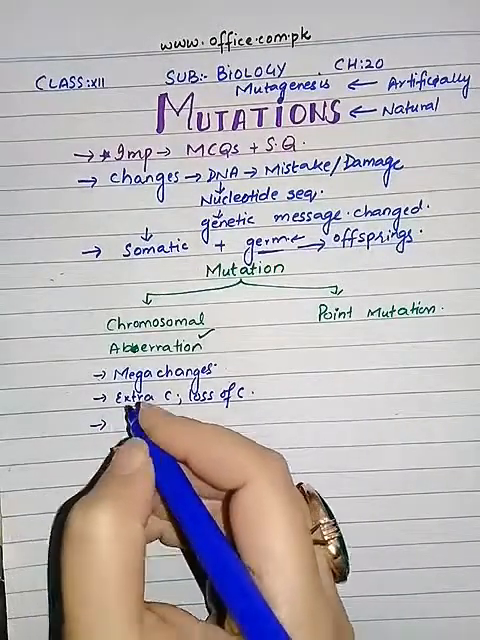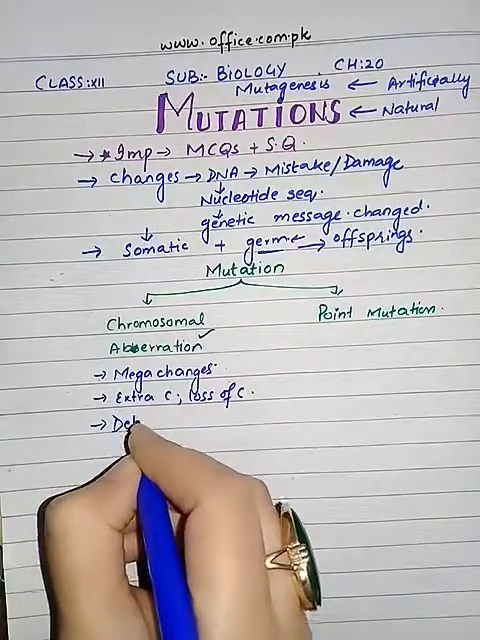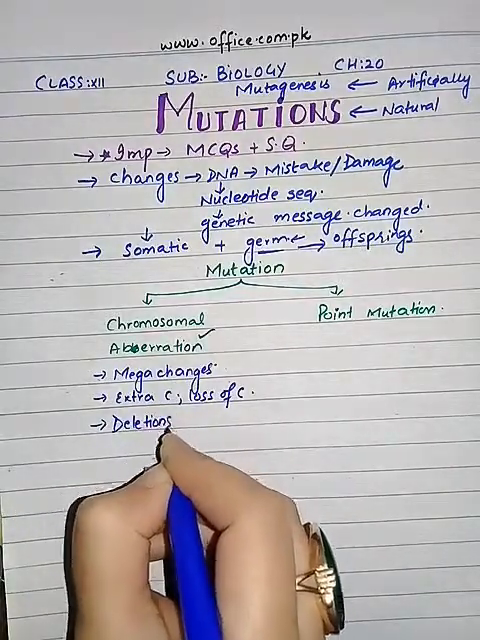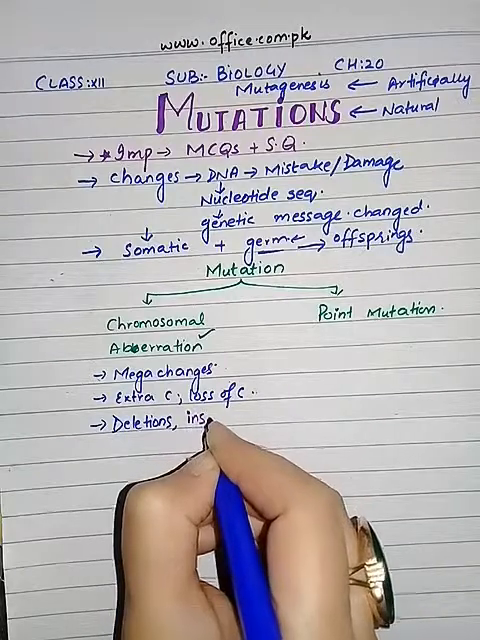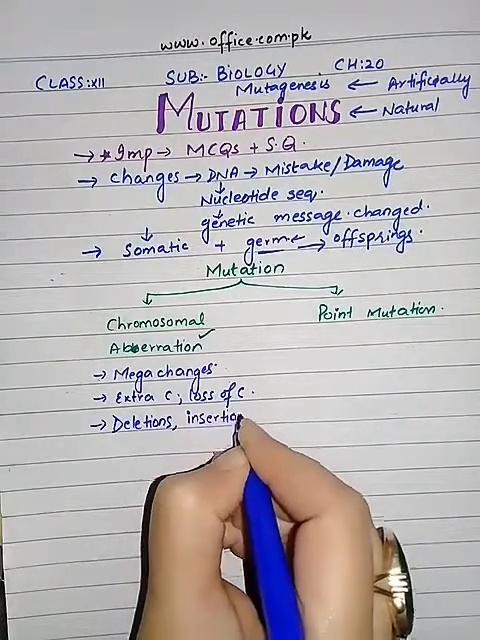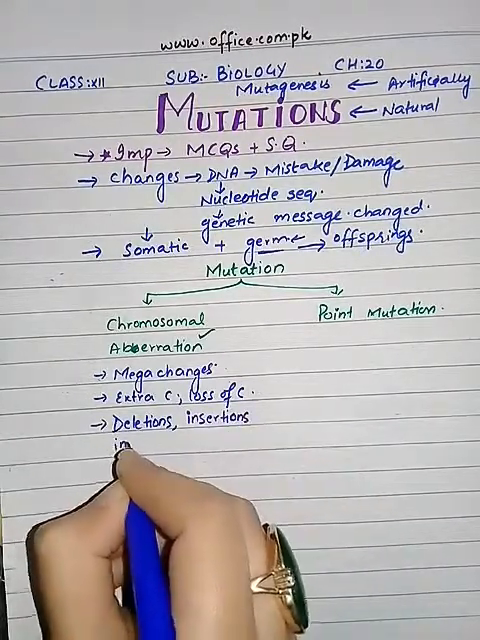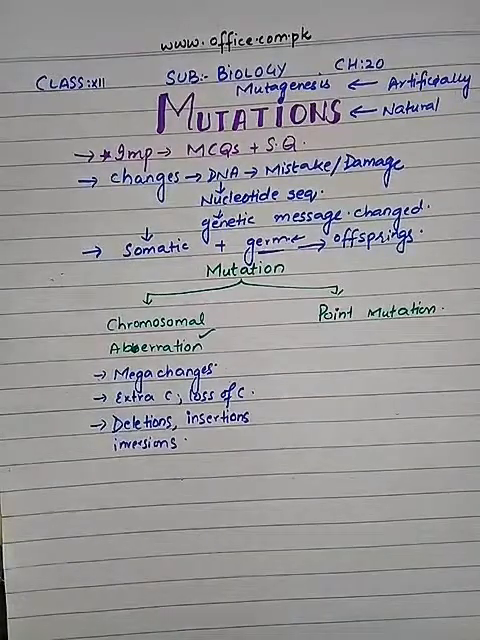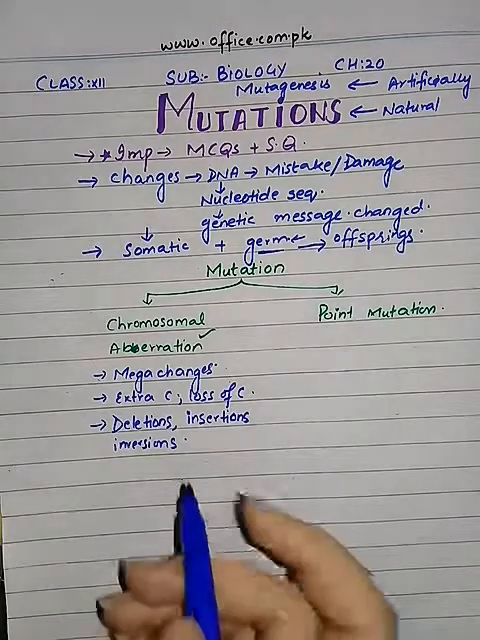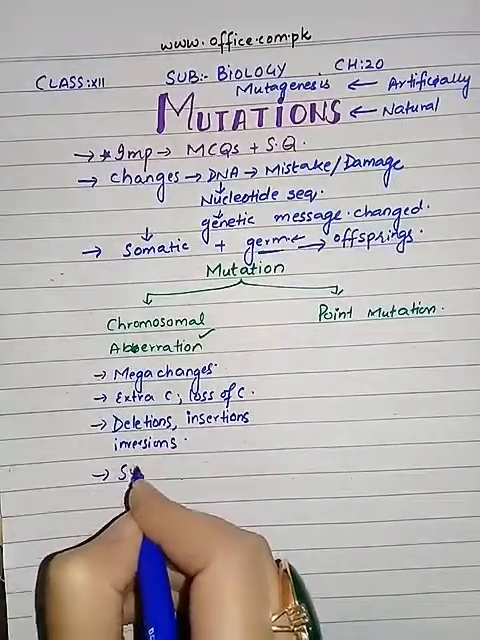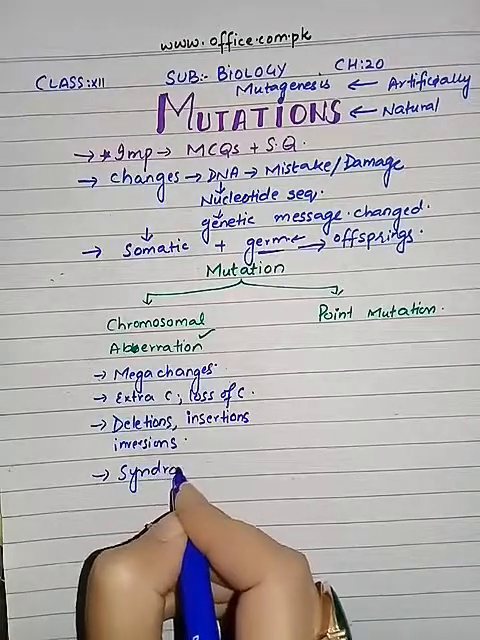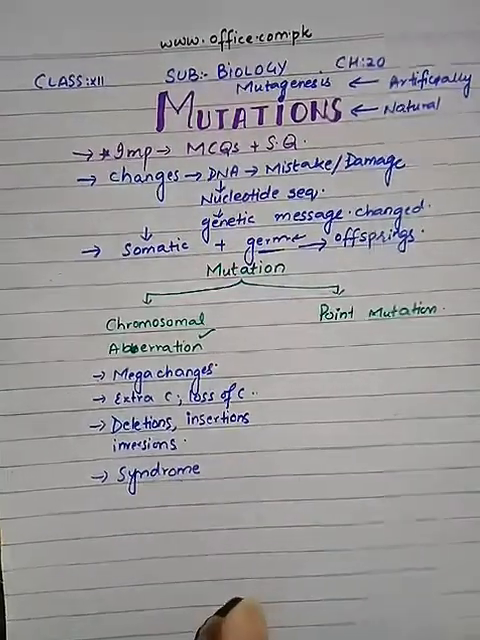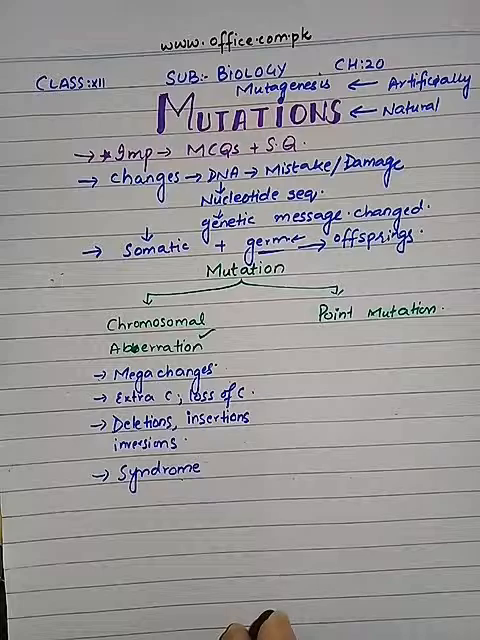From the diploid number, means the diploid number of chromosomes will change. It can occur due to reasons like deletions or insertions or inversions. Insertions particularly, and inversions as well, in different parts of chromosomes. So such chromosomal aberrations lead to syndromes, the syndromes that occur.